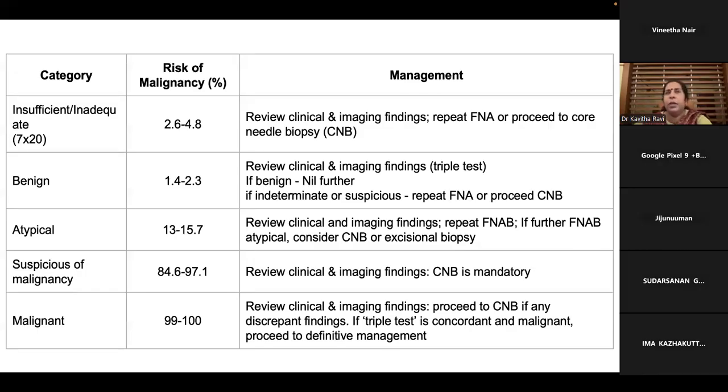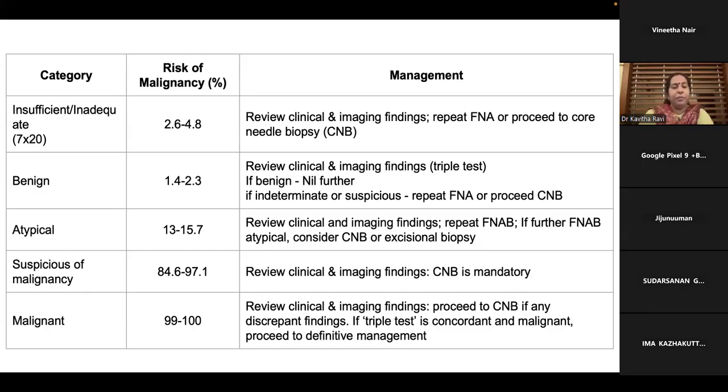Because nowadays wide excision and breast conservation surgery is also being done very frequently, we can go for an excisional biopsy also. If it's a small lump, and you're not very sure that it's going to be malignant, then you can go for excisional biopsy. Then suspicious of malignancy.